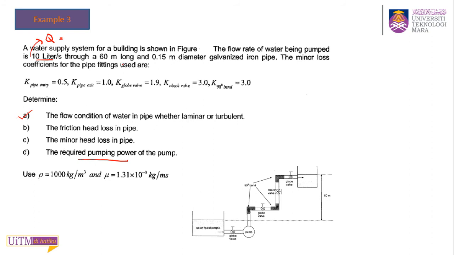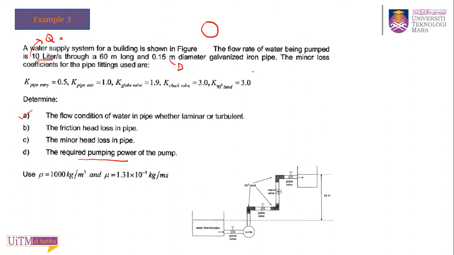Through a 60 meter long and 0.15 diameter galvanized iron pipe. So this pipe is 60 meter long, and the diameter of that pipe is 0.15. So this is your diameter. And because this is a pipe, we know it is a circular pipe. They say the minor loss coefficient.